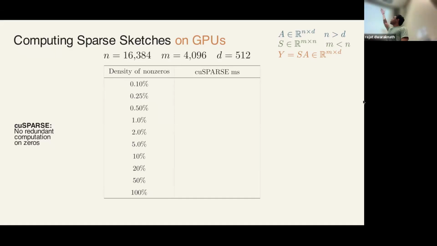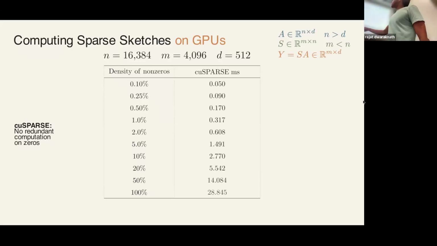The experiment over here is I'm just going to vary the density of non-zeros in my matrices, and I'm going to fix the sizes. And we're going to measure how long a matrix multiplication on a GPU takes using cuSparse. It's pretty reasonable to expect that as we increase the number of non-zeros, the time it takes to do this matmul increases because we're doing more flops, right? And this library is pretty smart. It's not going to do the redundant computation on all the zeros. Okay, seems pretty good, right? We're computing sparse sketches on GPUs.